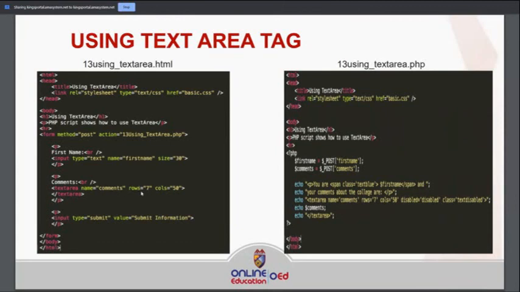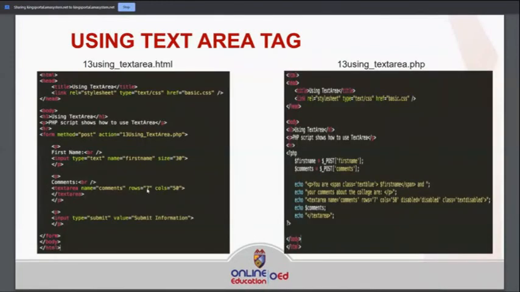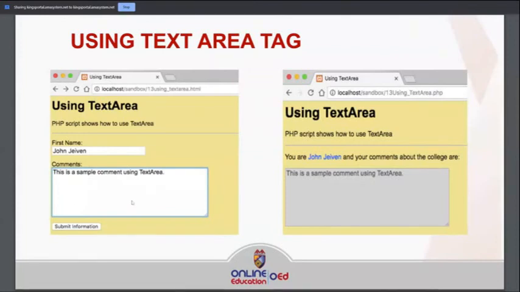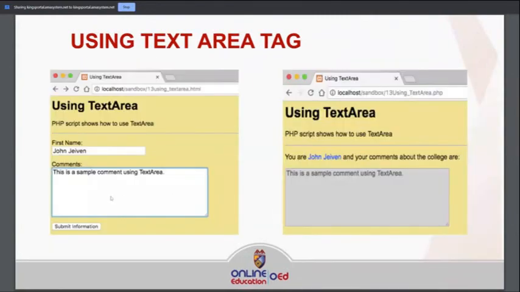Okay, and then how many rows should be shown, like this one. You can also declare that. That will serve as the size of this text area. So that's how many rows it is, and that's also how many columns will show on the user's end.